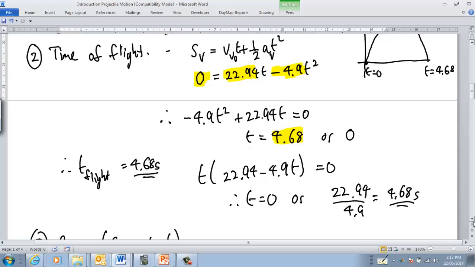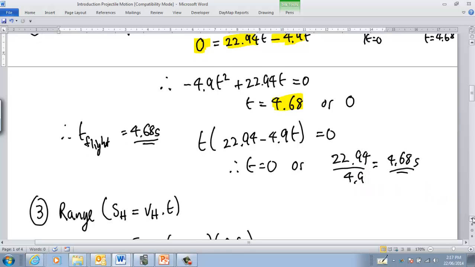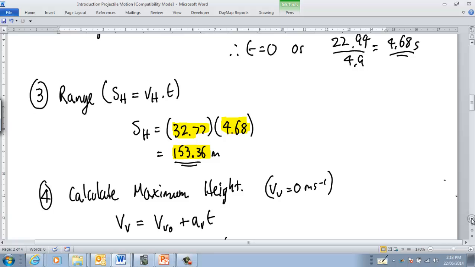So hopefully that makes sense, and that's showing you the working out to get that. So we're just factorising this thing here, bringing out a common factor of t, rearranging that equation, and that's how we get that particular answer. To work out the range, we simply times our horizontal velocity by our time of flight, and that gives us a distance of 153 meters. So if you did that and hit that on the green, that's a very good shot in golf.